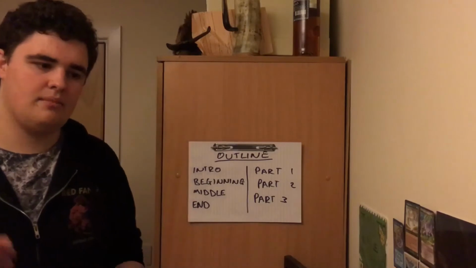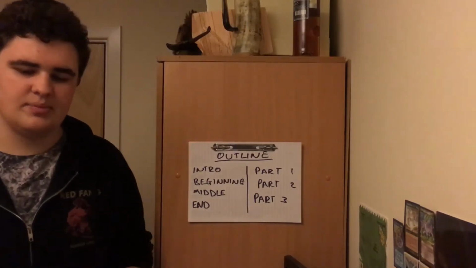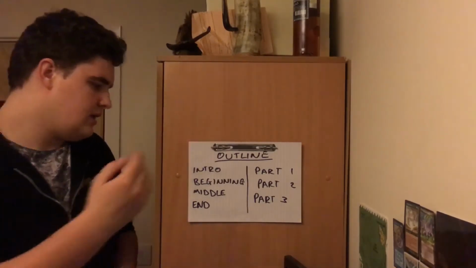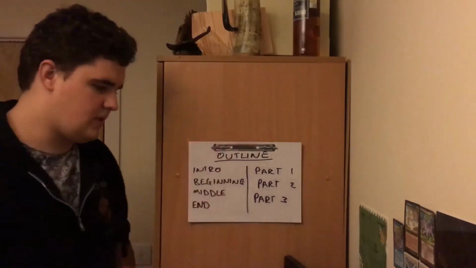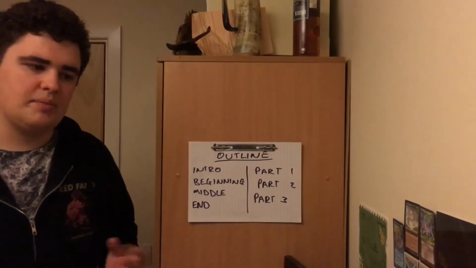So as you can see, with outline you can have generally an intro, and I prep an intro for every game, because that's the hardest part, getting into it and getting started. So you have intro, beginning, middle, end, classic. You can also call them part 1, 2 and 3, but basically they mean the same thing.